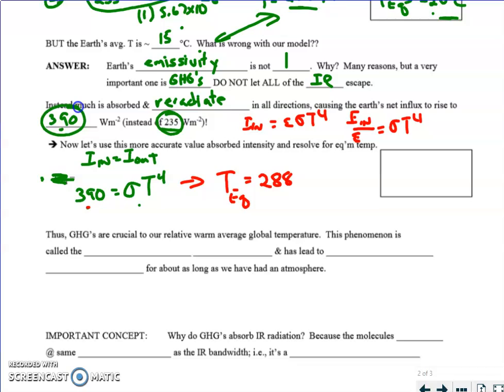And I suggest you work this out on your calculator. Just don't take my word for it. And again, that's Kelvin. So to get that to Celsius, we get 15 degrees Celsius. And it works out very nicely.